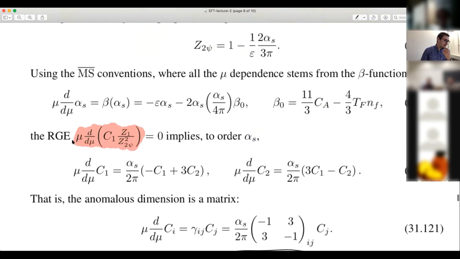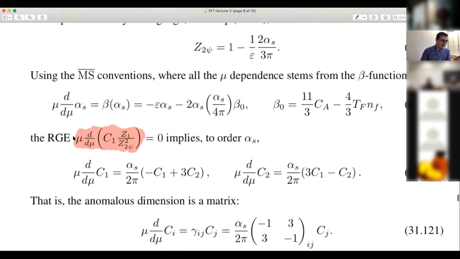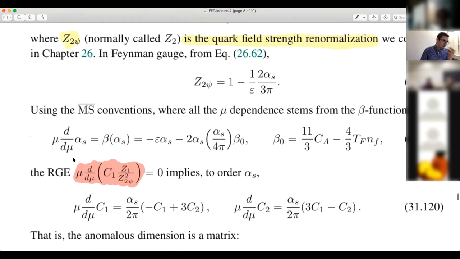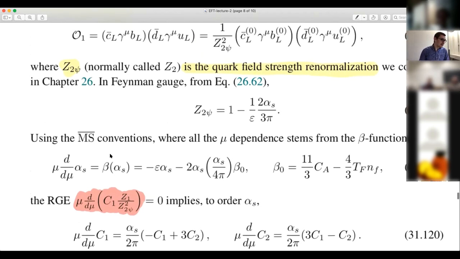All right, so how do we get the renormalization group equation? The idea is that the bare coupling does not depend on mu. Mu is this dummy scale which was introduced by dimensional regularization. So what is the bare coupling?